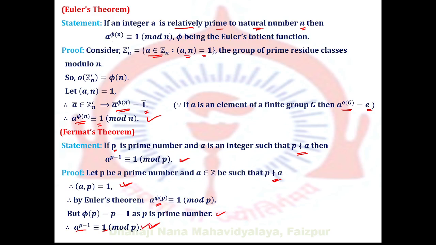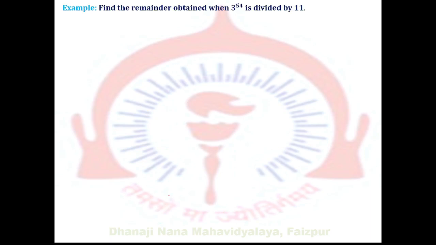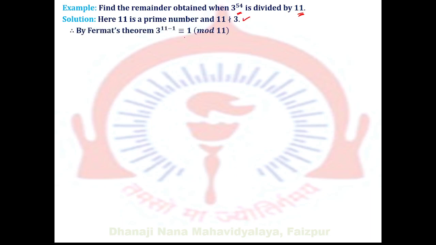Now we see the examples based on Euler's and Fermat's theorem. Find the remainder obtained when 3 raised to 54 is divided by 11. Note that here 11 is prime number. So we can use Fermat's theorem. So here 11 is prime number and 11 does not divide 3. So therefore by Fermat's theorem 3 raised to 11 minus 1 is congruent to 1 modulo 11, because by Fermat's theorem we have 3 raised to p minus 1 is congruent to 1 modulo p. But 11 minus 1 is 10. So we get 3 raised to 10 is congruent to 1 modulo 11.